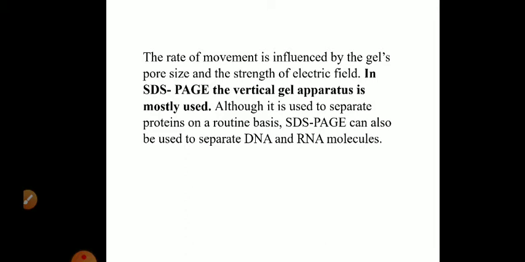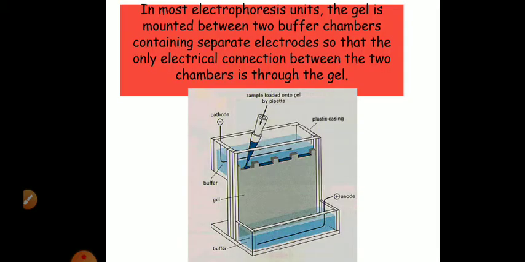The rate of movement is influenced by the pore size of the gel and the electric field also. So, in SDS-PAGE, we use vertical gel electrophoresis, meaning top to bottom. Top is cathode, bottom is anode. So, from the top, we load the protein sample and it moves towards the bottom of the gel. Although SDS-PAGE is used to separate proteins, we can use it to separate DNA and RNA.